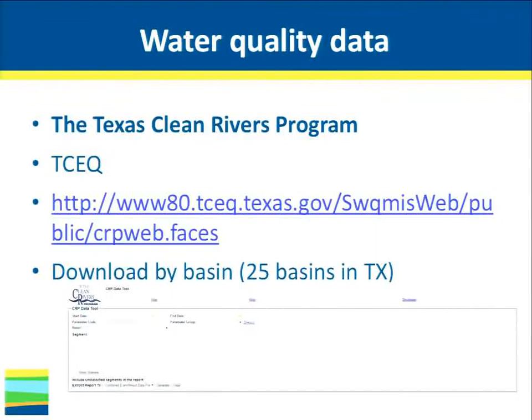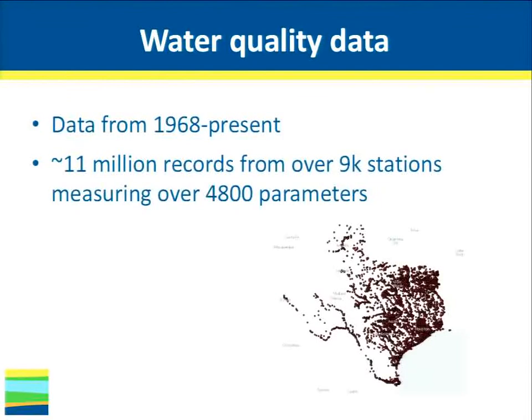And our water quality data comes from the Texas Clean Rivers Program, sponsored by TCEQ. They do provide it online, but the link is really buried and hard to find. And then you have to download by basin and fill out their little form. So again, we do that value added to do all that for you.